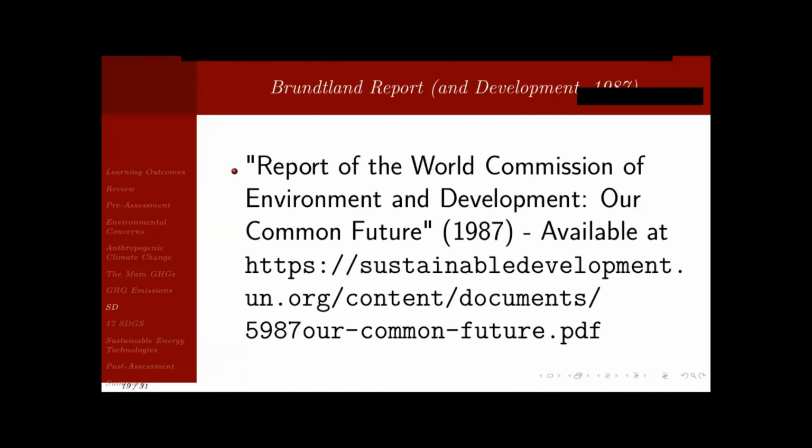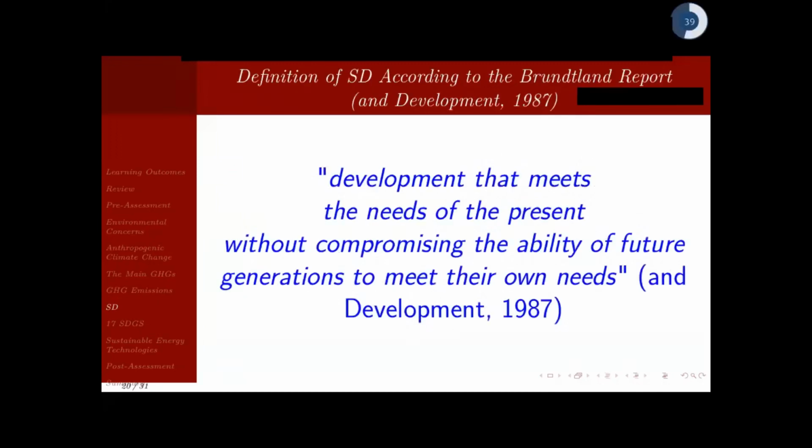According to the Brundtland Report, sustainable development is basically the development that meets the needs of the present without compromising the ability of future generations to meet their own needs. Again, development that meets the needs of the present without compromising the ability of future generations to meet their own needs. Who can translate this nicely in Bengali? I want somebody to translate this nicely in Bengali.